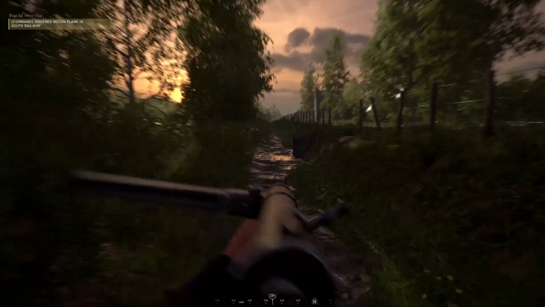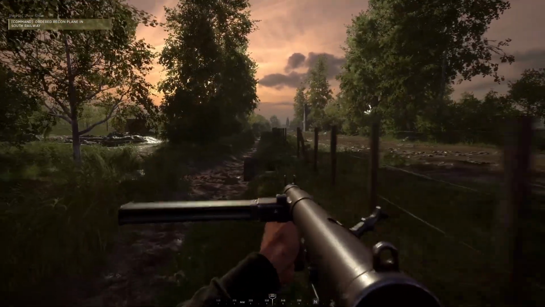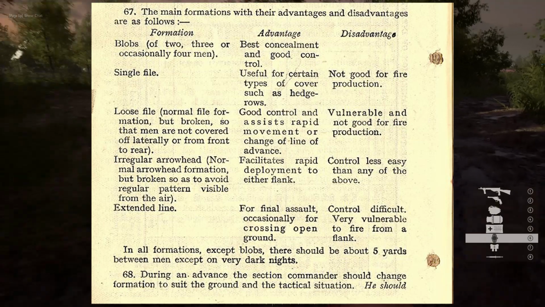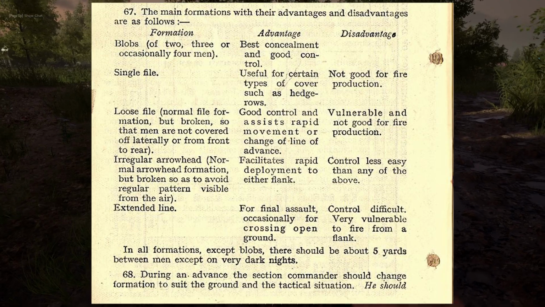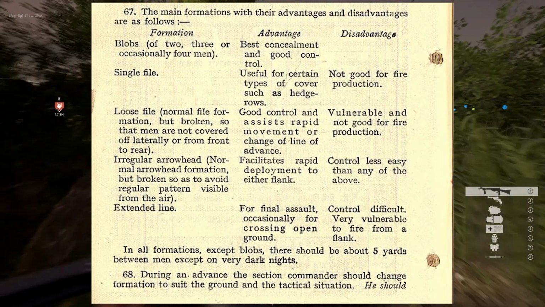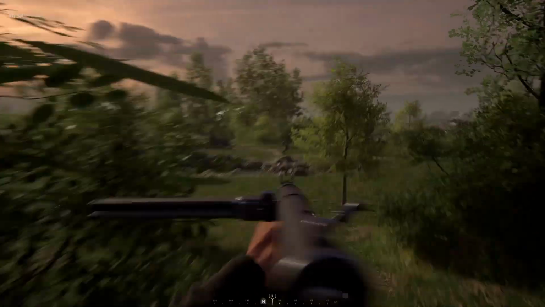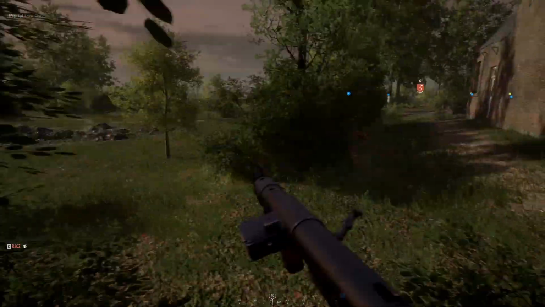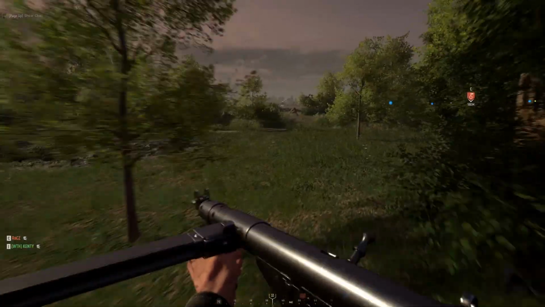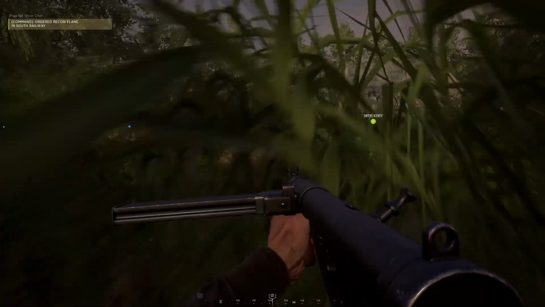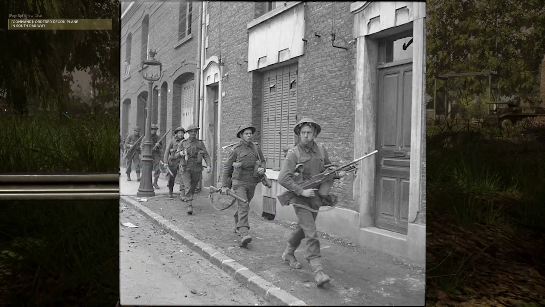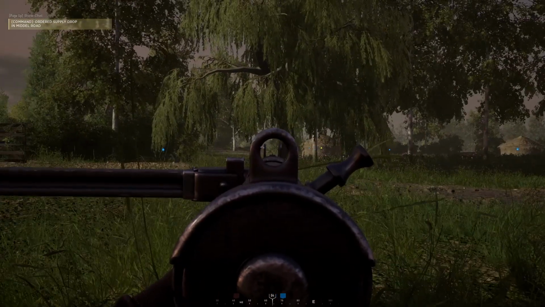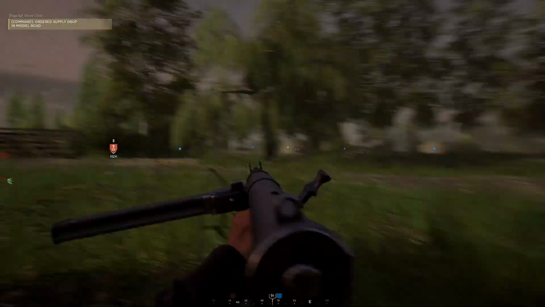Squad formations were to depend chiefly on the ground and type of enemy fire to be encountered. The main formations for a British squad were single file, loose file, irregular arrowhead, extended line, and blobs. The term blob, first used in 1917, now referred to ad hoc gatherings of between 2 to 4 men, hidden as best they were able, in a manner calculated to give concealment and control. Ordinary single file is fit only in certain circumstances, as for example when the squad is advancing along a hedgerow, but it's not good for producing fire.